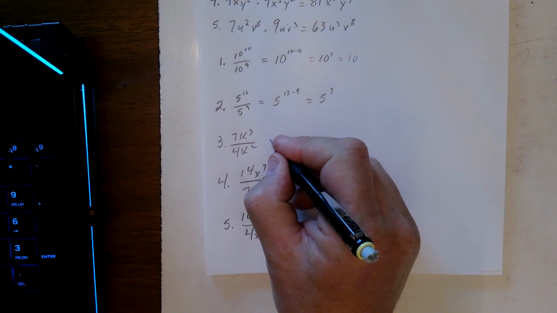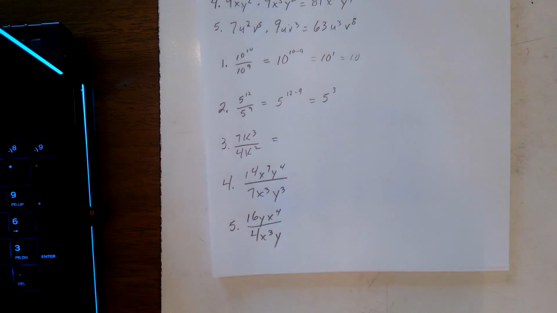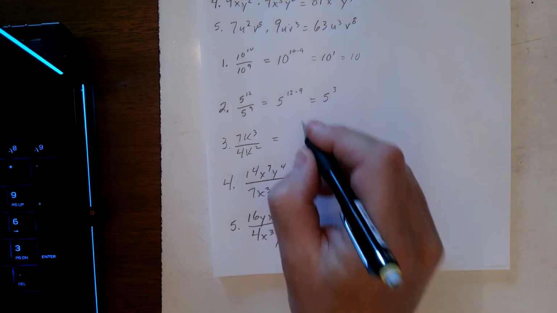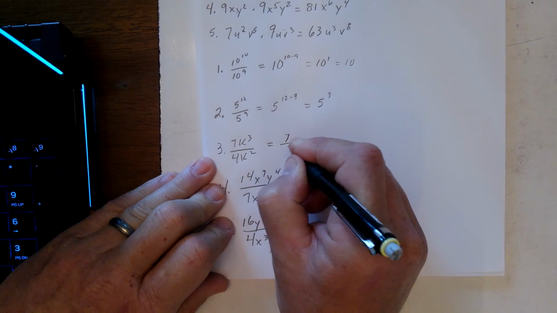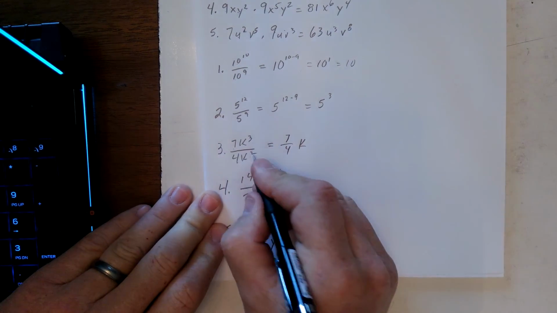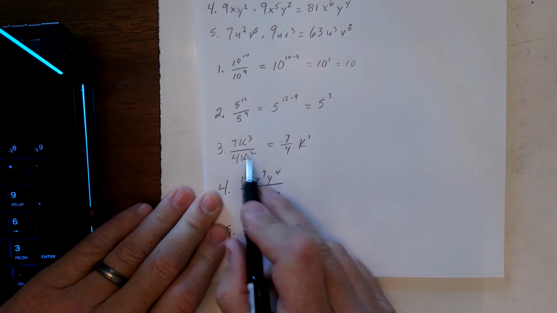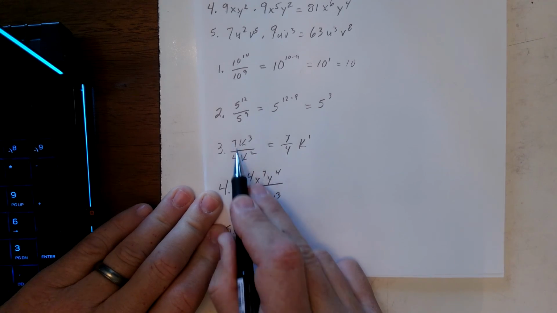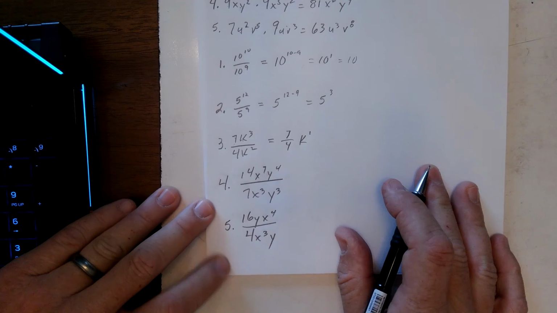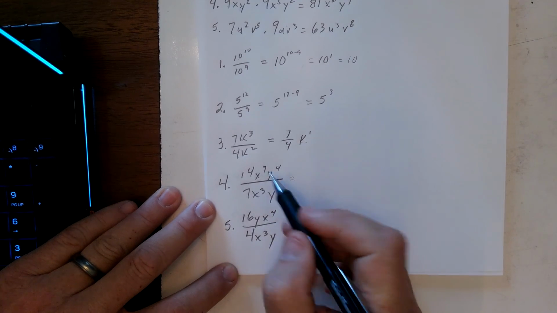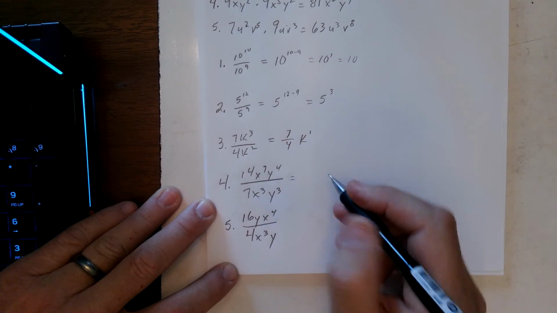Okay. This one is where it gets a little bit tricky. Now we're going to have coefficients out in front. I'm going to separate the variables and the coefficients, and I'm just going to have this as 7/4, k to the 3 minus 2, which is k to the 1st power. Okay, so we're subtracting the exponents in these. These we're just going to divide. They're just whole numbers.